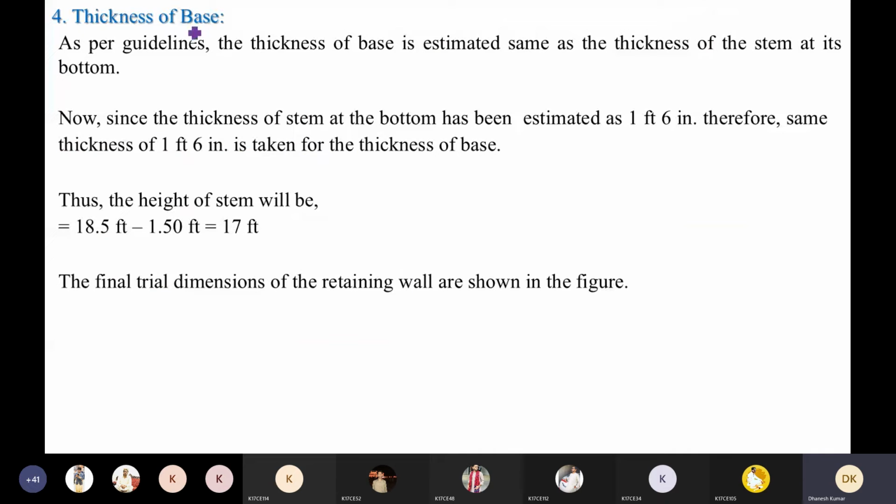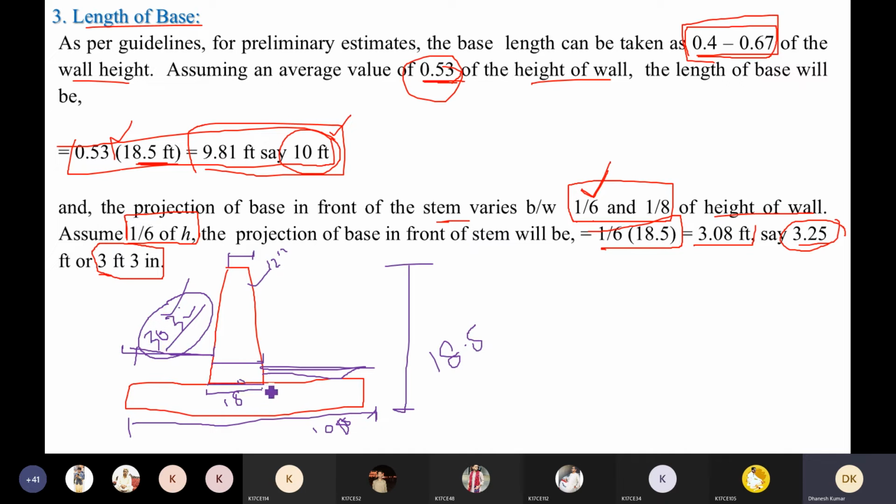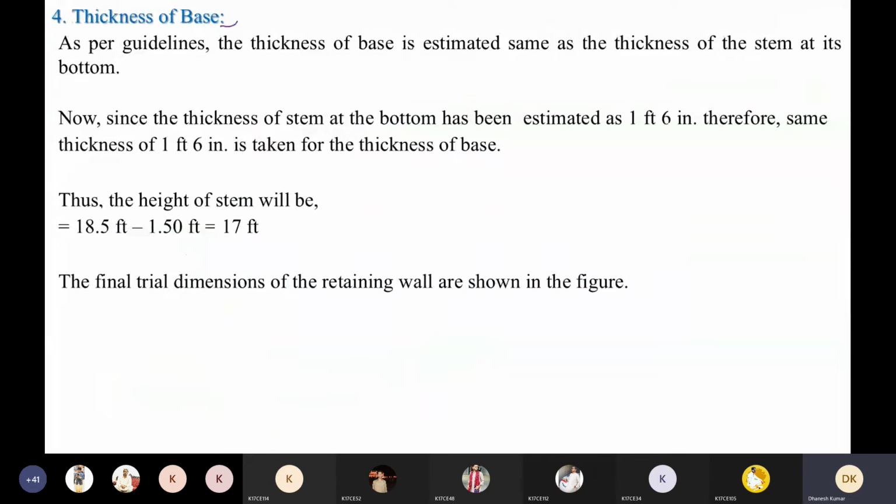Now our fourth guideline, which is actually the last one from the design point of view, is the thickness of the base. As per the guidelines, the thickness of the base is estimated the same as the thickness of the stem at its bottom. So whatever the thickness of our base is from here, that same thickness we take from here to here also. Since the thickness of the stem at the bottom has to be estimated as 1 foot and 6 inches, therefore the same thickness of 1 foot and 6 inches is taken for the thickness of the base.